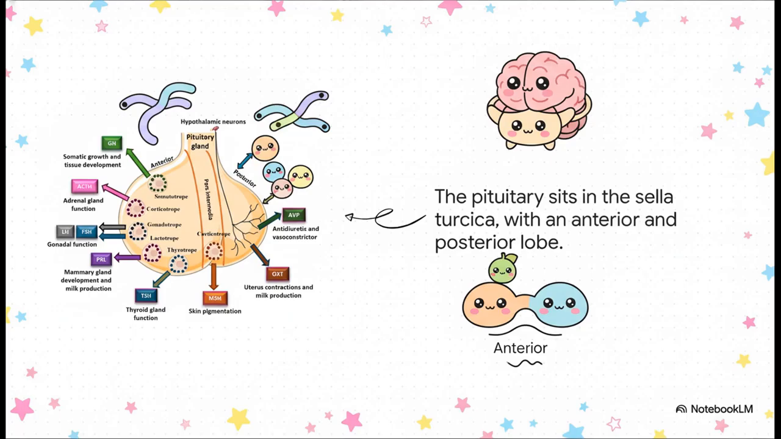And what's so important to remember is that it's actually two distinct lobes with different origins. The anterior lobe, or adenohypophyseal, actually grows up from the roof of the mouth during development, while the posterior lobe, the neurohypophyseal, is really a downward extension of the brain itself. And this dual origin is crucial for their totally different functions.